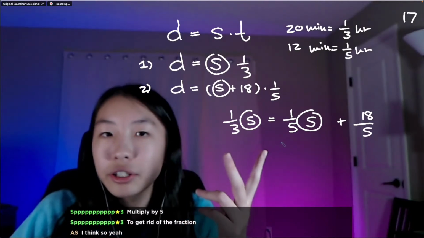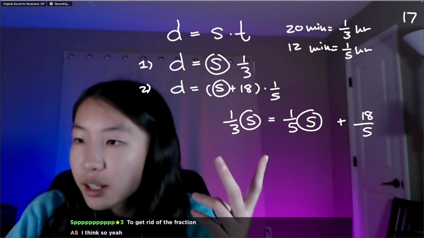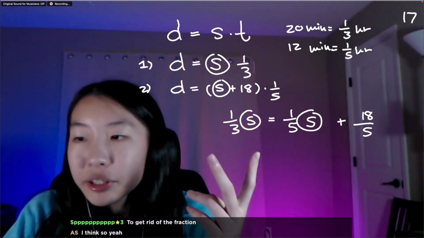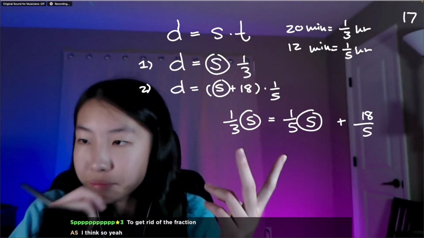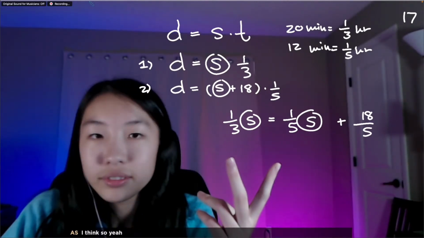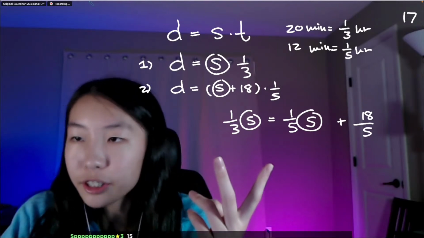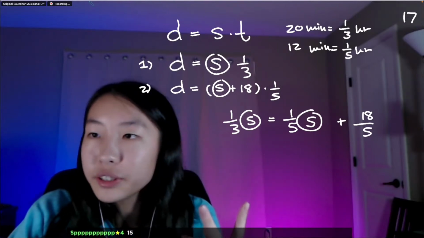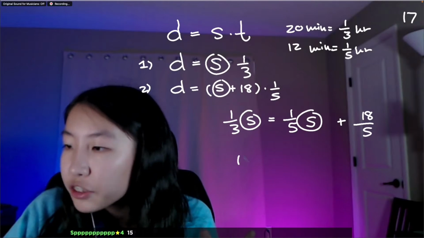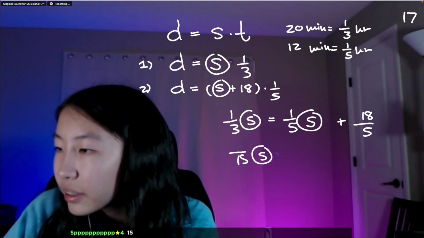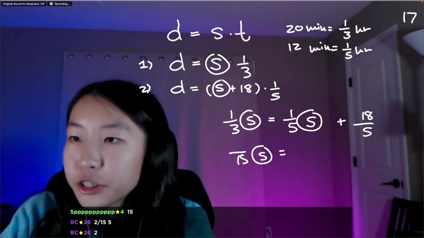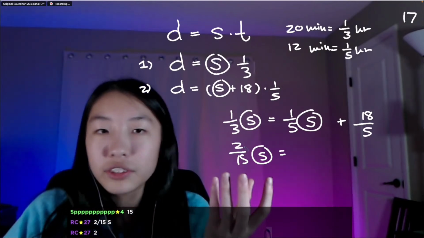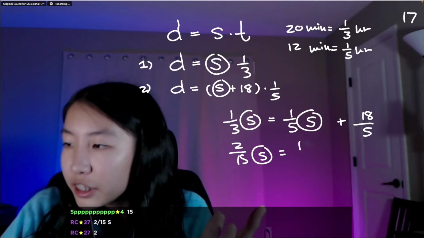What is 1/3 S minus 1/5 S? And what we can do is set up a common denominator here. And the common denominator, as SP said, is going to be 15. What is our numerator going to be then? It's going to be 2. Good job, RC. So 2/15 of S is going to be 18 fifths.